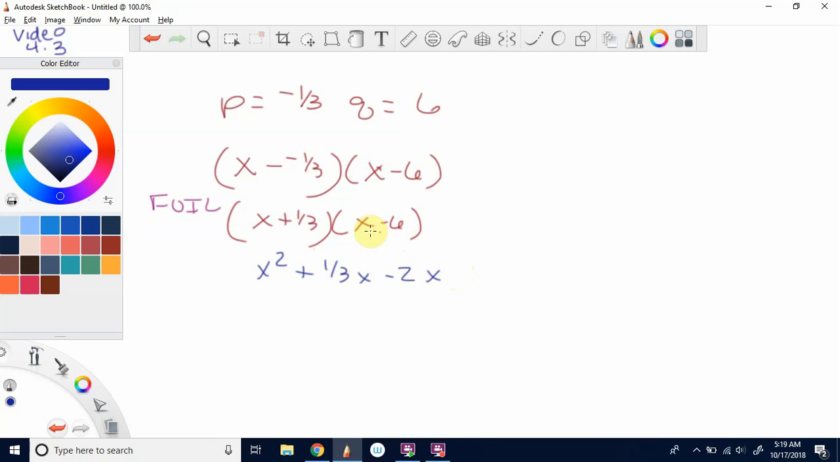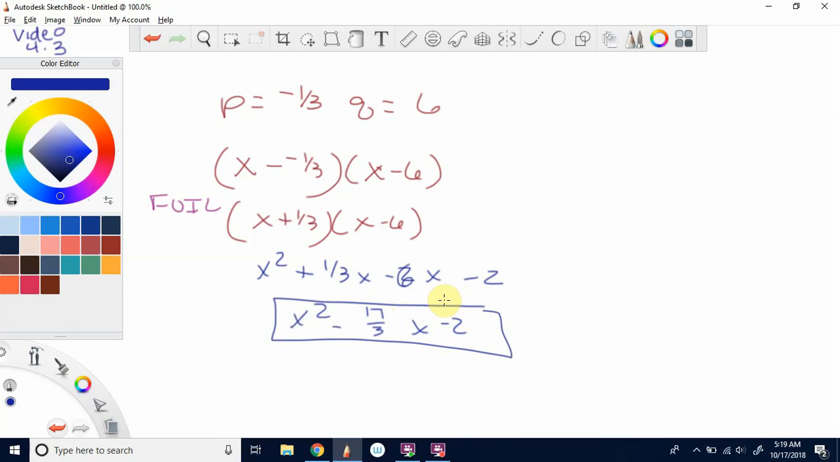Hold on, I got this wrong. First times first, outer times outer. I did this backwards. So we get x squared, plus 1/3 x, minus 6x, minus 2. And when you combine these, we get x squared minus 17/3 x minus 2. You've got to remember how to do fractions. So there's our equation in standard form. Pause this and do guided practice 1, which is going to be the same thing.